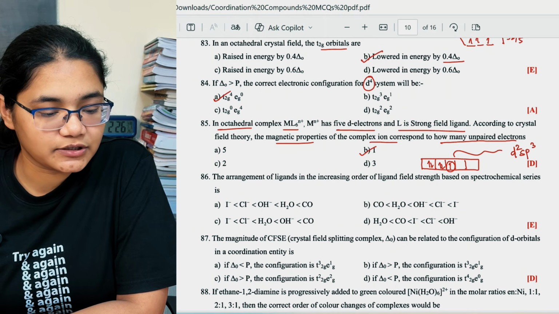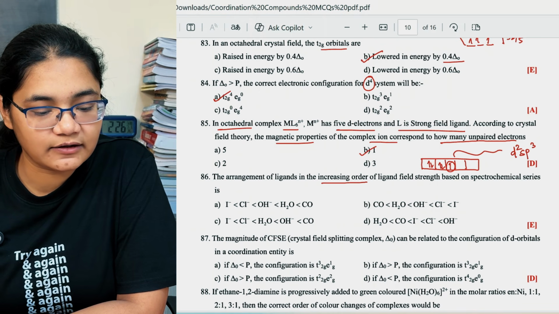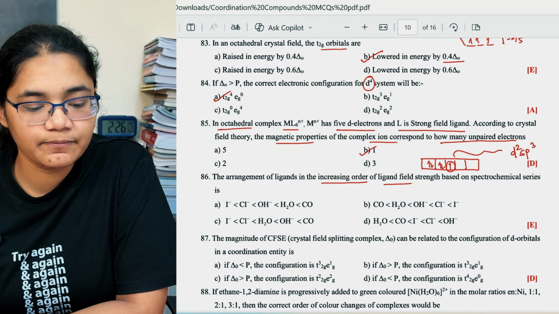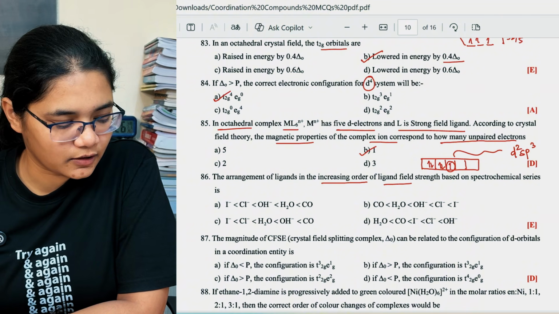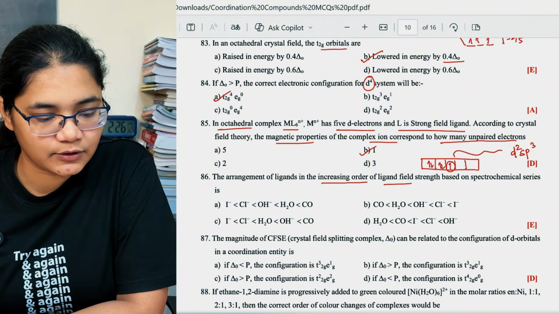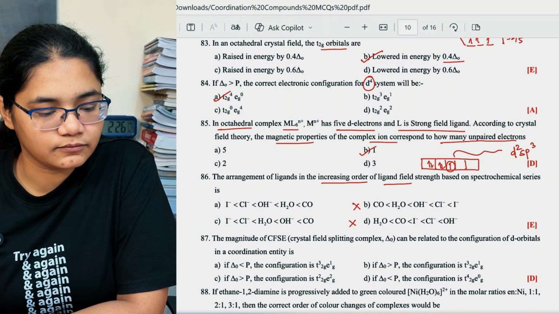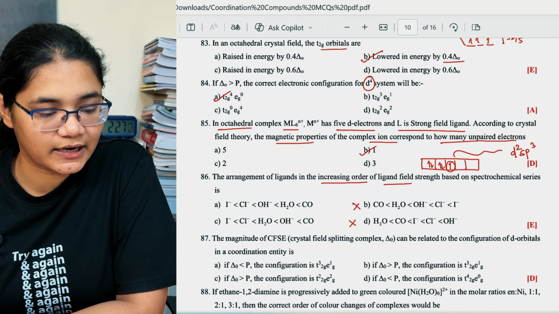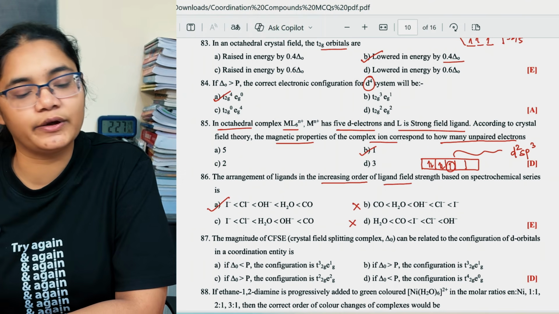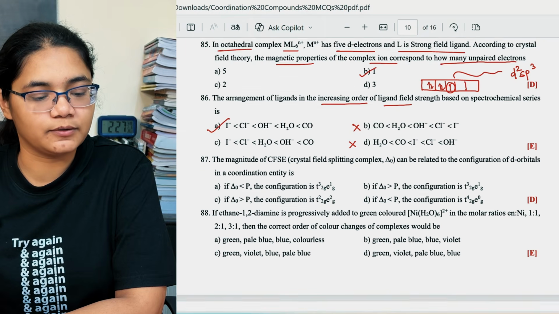Next, question number 86, the arrangement of ligands in the increasing order of their field strength. If you remember, CO is present in all of these, so we can eliminate this one. Then the option which is correct is option number A. OH minus is weaker than water, so option number A here.